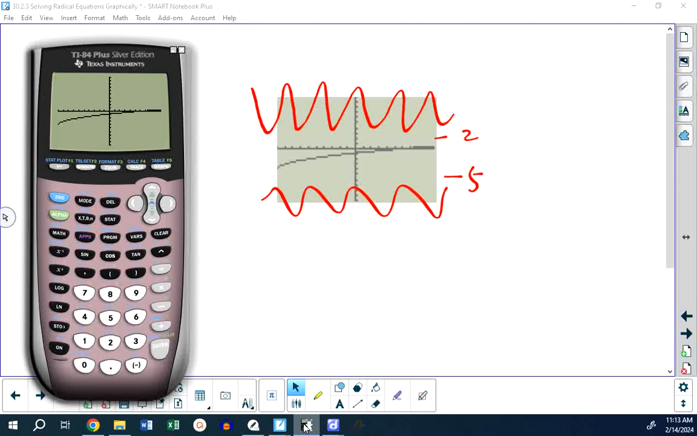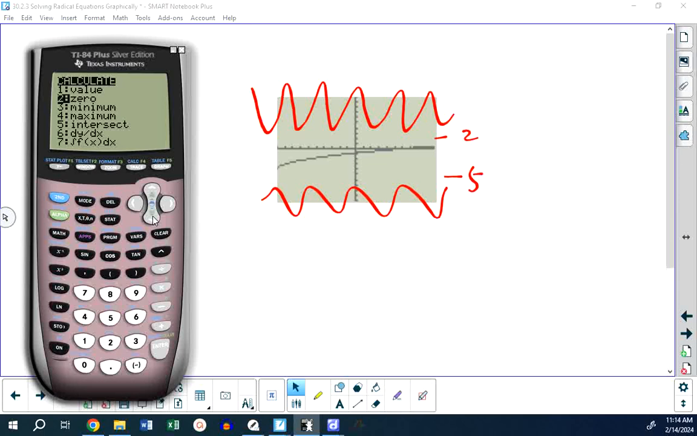This is a manual changing of the window settings. You go window, we're going to go from -5 for x to 2 for y. See, this is just bringing out more detail. I can see the x-intercept better. Now I'll remind you how to find an x-intercept. You go to your calculate menu, you choose 0. Remember that.